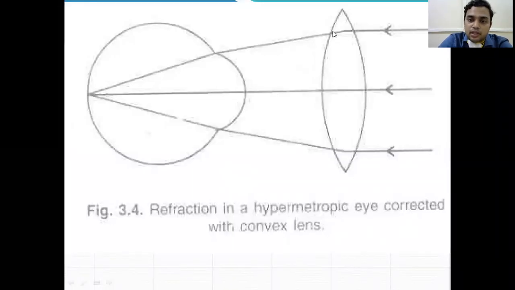So here in this picture, we put a convex lens. The patient is having hypermetropic refractive error. So by putting a convex lens in front of the eye, we are helping the rays to converge and helping to focus onto the retina.